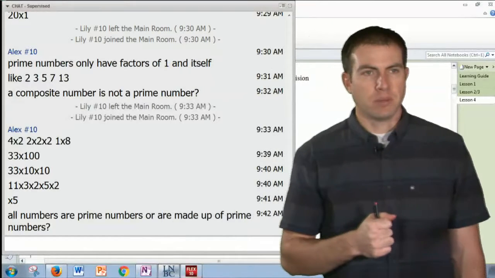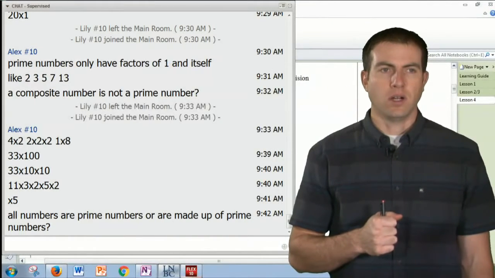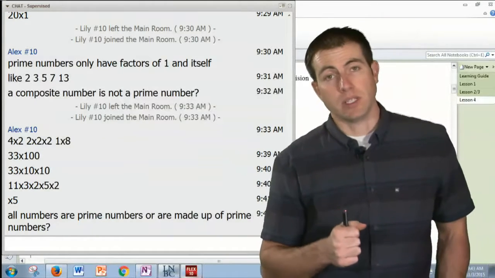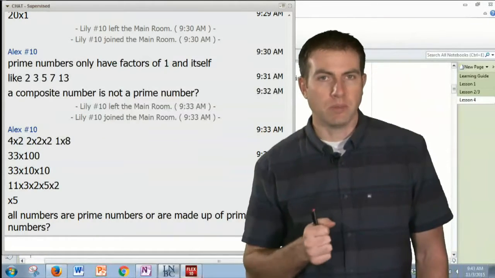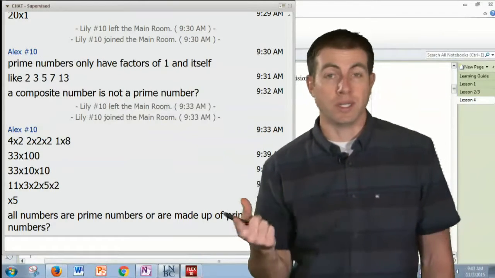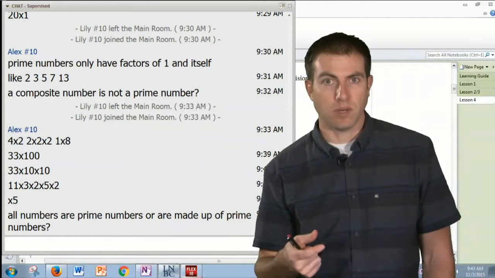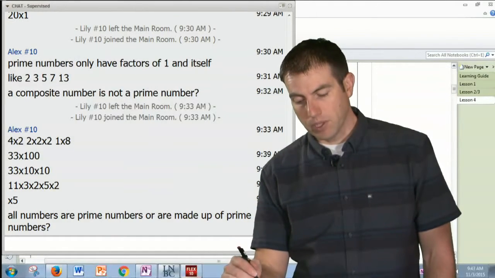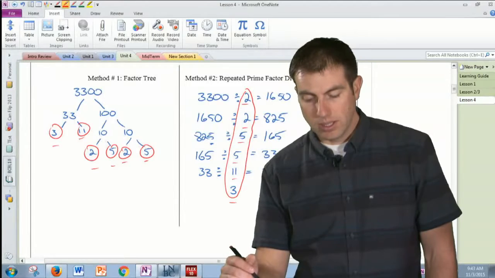All numbers are prime numbers or are made up of prime numbers. Yeah, we can take a prime factorization of any number. We can always break a number down into its prime factors. Even if it is prime, it's just going to be 1 and itself, but technically 1 is a prime factor and then whatever the number was. So yeah, we can always break a number down into prime factors.